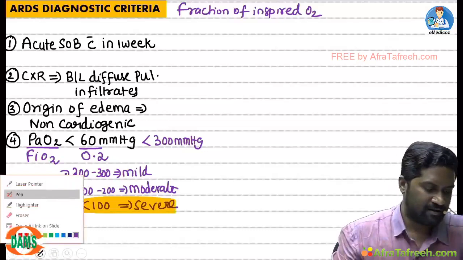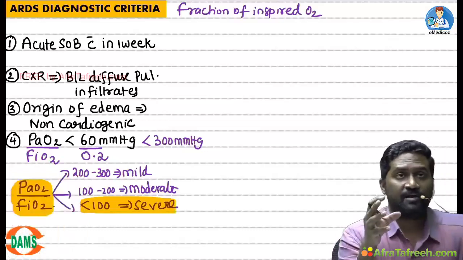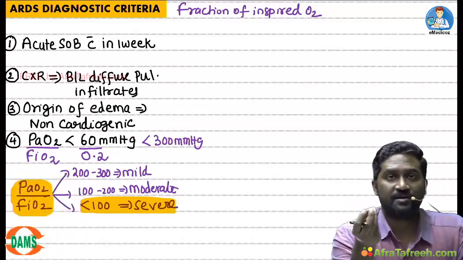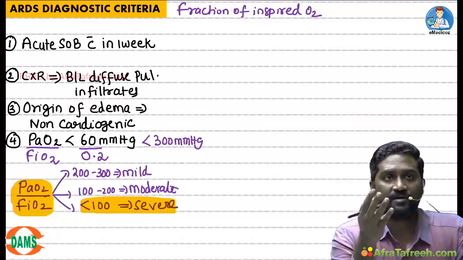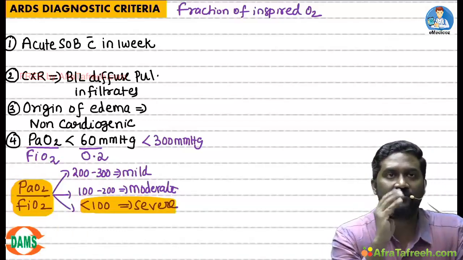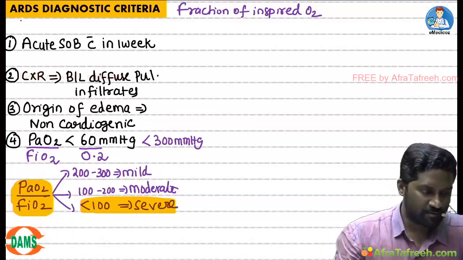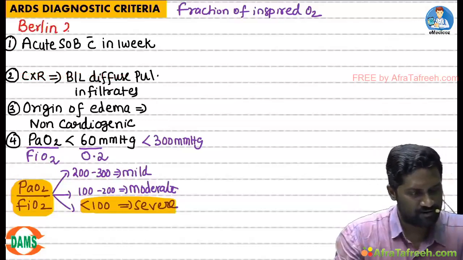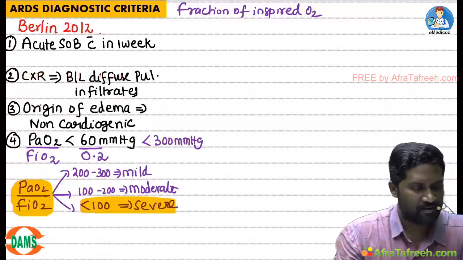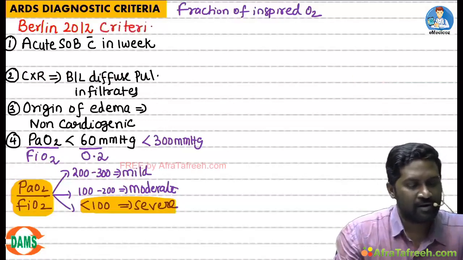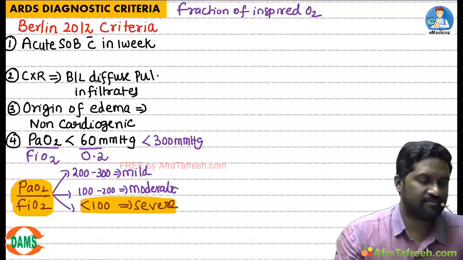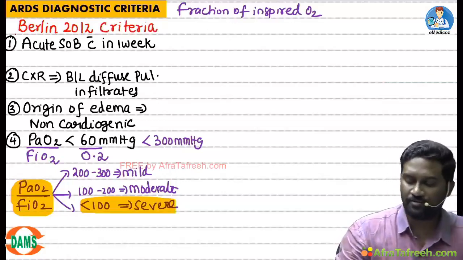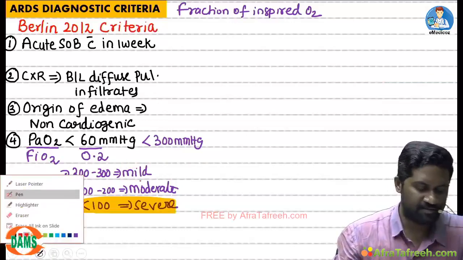In the year 2012, in a place called Berlin, these Americans and Britishers sat together and gave the same criteria with a new name, Berlin 2012 criteria. As usual, we Indians were either not invited or we were not interested. Jokes apart, the new name for the ARDS diagnostic criteria is Berlin 2012 criteria. It is the same thing.